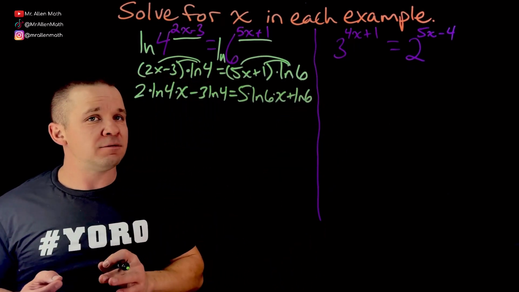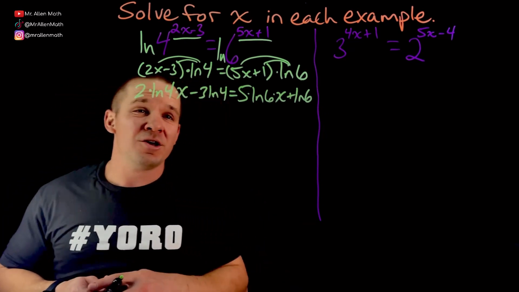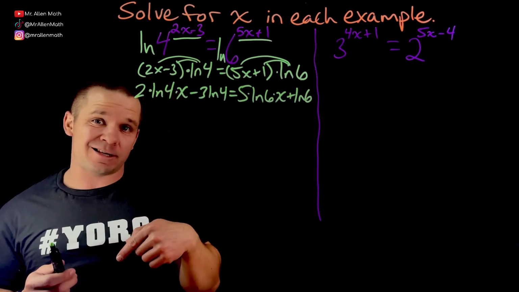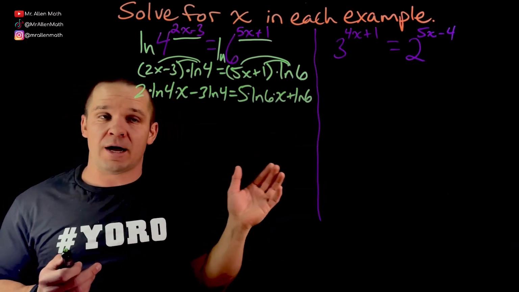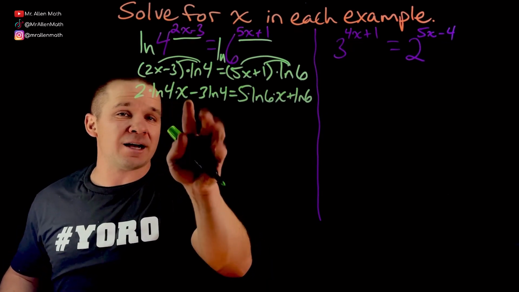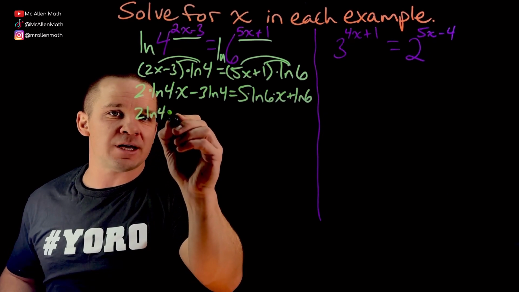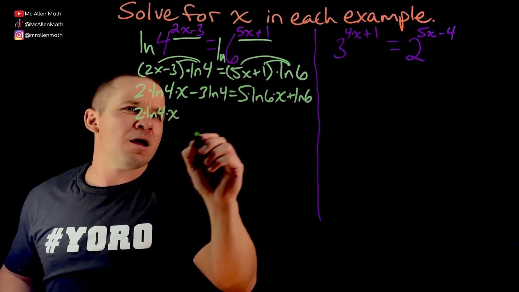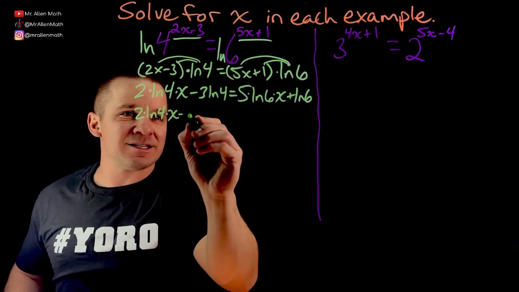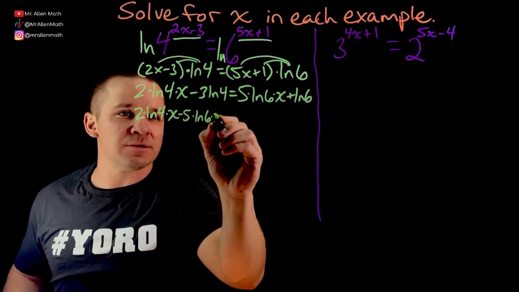We distributed in, and now again, we're just dealing with a bunch of numbers and a couple x's. If I was dealing with an expression of a bunch of numbers and some x's, I'd try to get the x's on one side, the numbers on the other. And that's what we're going to do now. So I've got this 2 times the natural log of 4 times x. I'm going to leave that here. So we're going to have 2 natural log of 4 times x. I'll put the multiplication back. And then I'm going to subtract this guy over. So we're going to have minus 5 times the natural log of 6 times x.